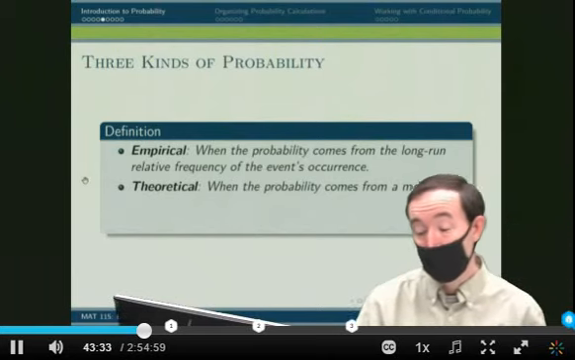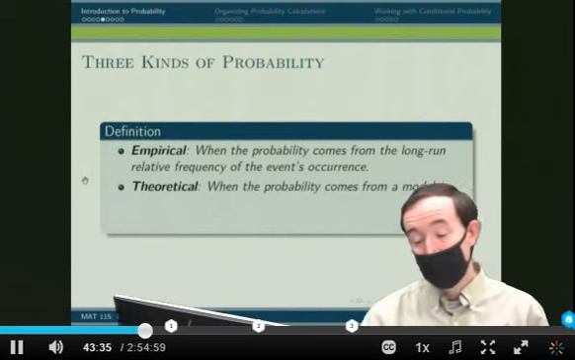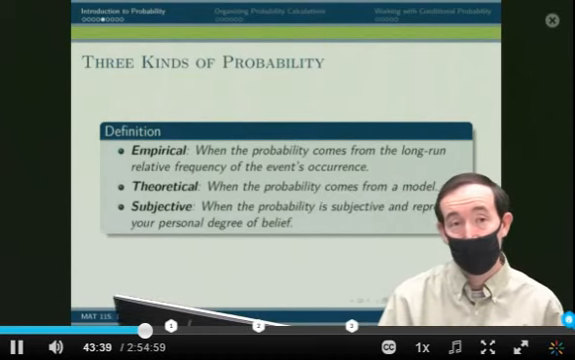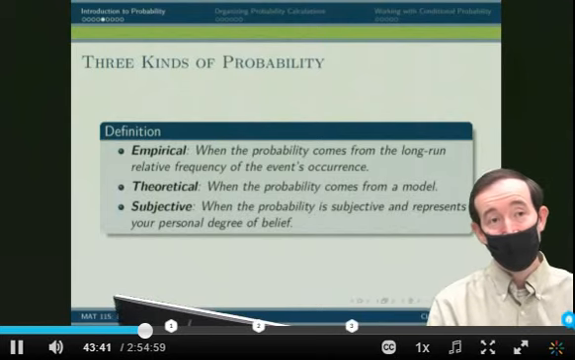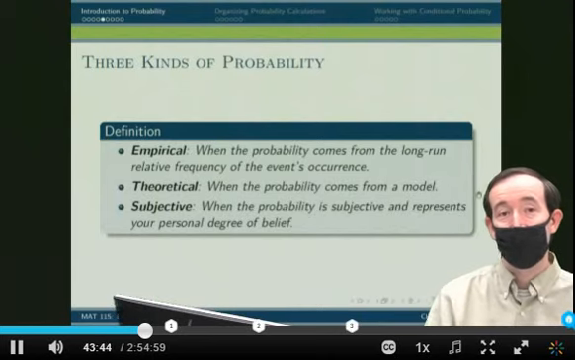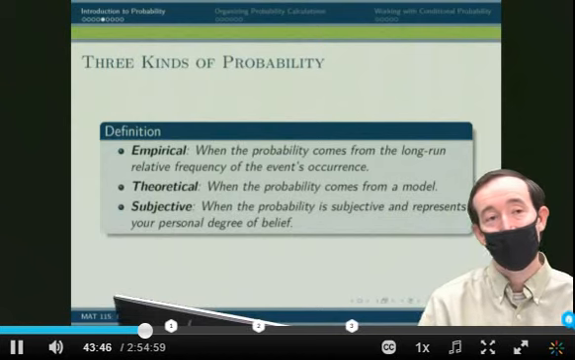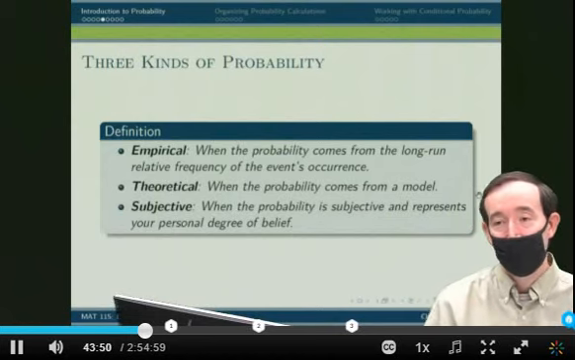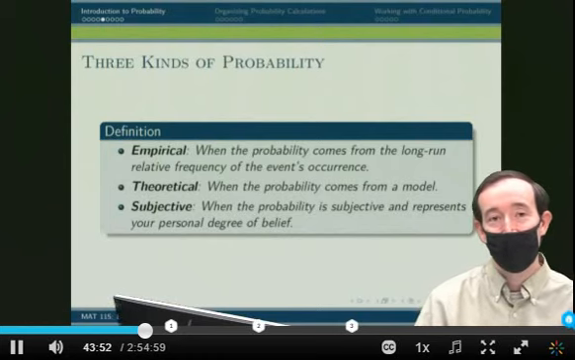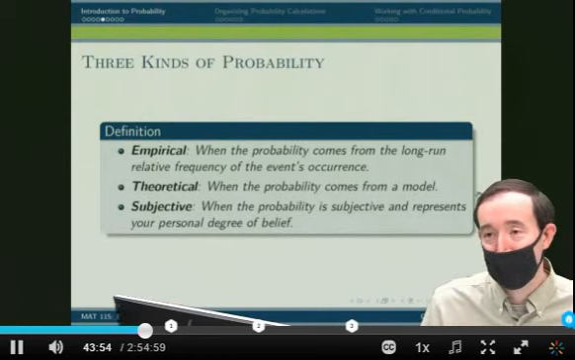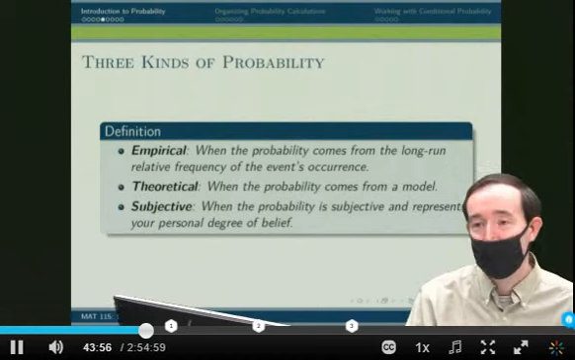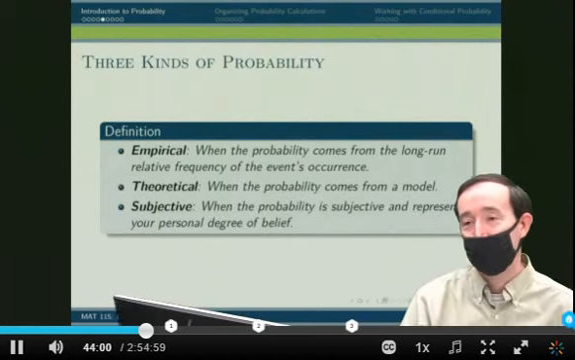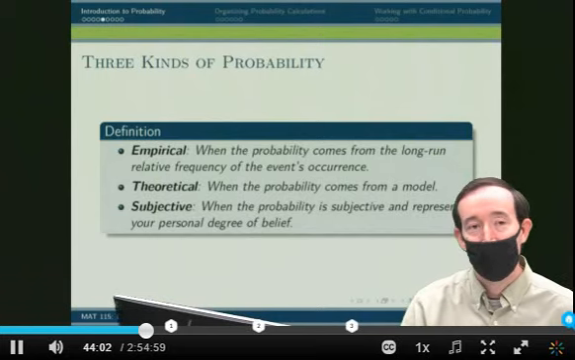Or there are other assumptions in other cases. When we do that and we build a model mathematically from it, that is called a theoretical probability. And then the last probability type is what we think of as subjective. Essentially, it's a probability that represents your personal degree of belief. I believe the Lakers have a 25% chance of winning the championship this year. I may be deluded, but that's my personal belief, right? That's a subjective probability, okay?